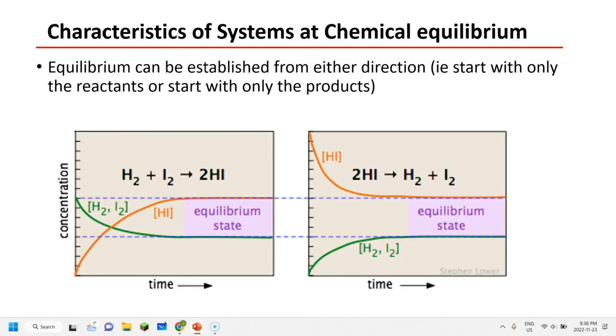So here we can see for a system where I combine hydrogen gas and iodine gas to form hydrogen monoiodide, it doesn't matter whether I start off with only reactants, hydrogen and iodine, as I can see in the graph on the left, and I had no hydrogen monoiodide, or if I start off with hydrogen monoiodide and no hydrogen or iodine, in both cases, I'll establish equilibrium.